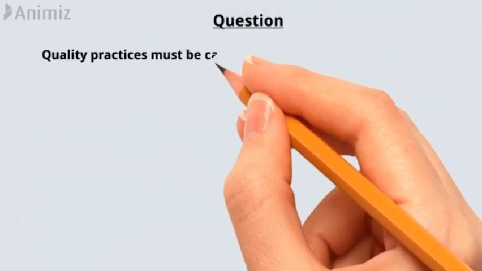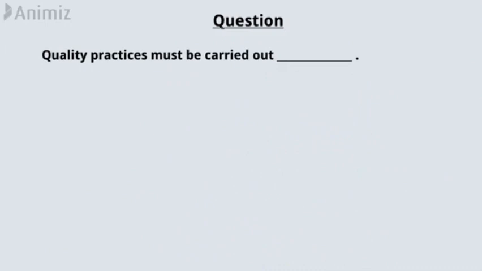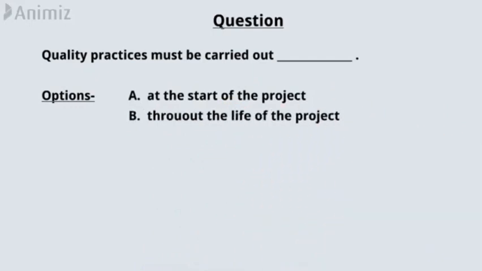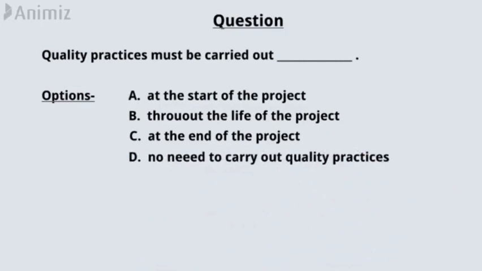Here is a question for you. Quality practices must be carried out. Your options are: at the start of the project, throughout the life of the project, at the end of the project, no need to carry out quality practices. Give the answer in the comment section.